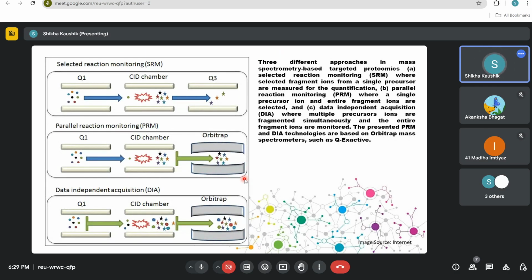Then when we do triple Q, triple quadrupole based targeted proteomics, we have these kinds of selections. The first one is selected reaction monitoring, where you are selecting a fragment ion from a single precursor and then doing its quantification.